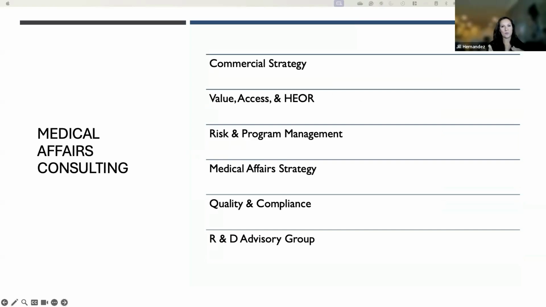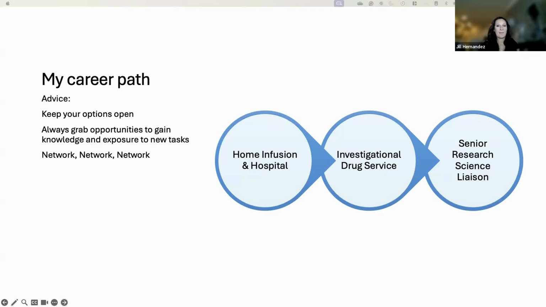Our medical affairs consulting group has a few different arms. Commercial strategy is one group that falls in this umbrella. The value axis and HEOR is a big group. Risk and program management, and then medical affairs strategy, which is where I am. And then quality and compliance, and then the R&D advisory group. Those are our umbrellas. And there's not a lot of interaction between them as far as I've seen. We do a bit. My group does a bit with the HEOR group, but these verticals are doing their own thing.